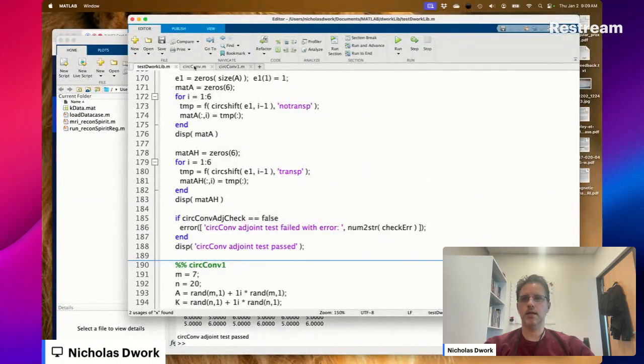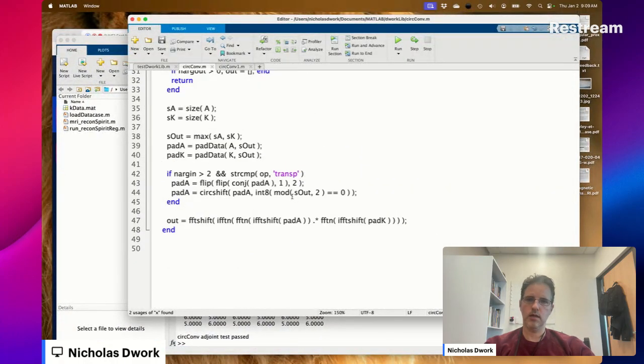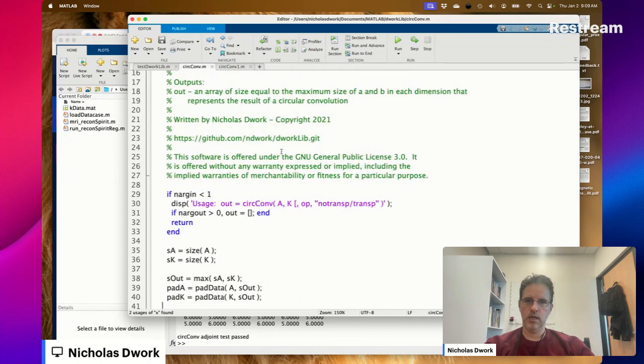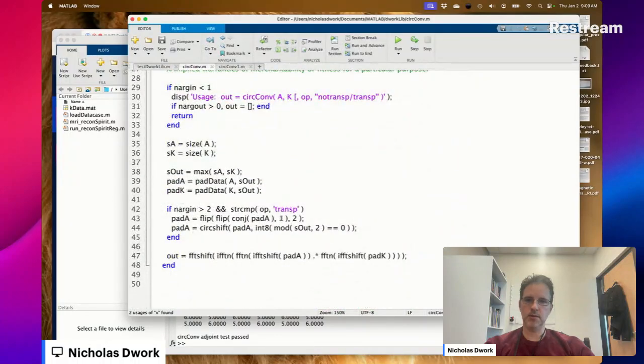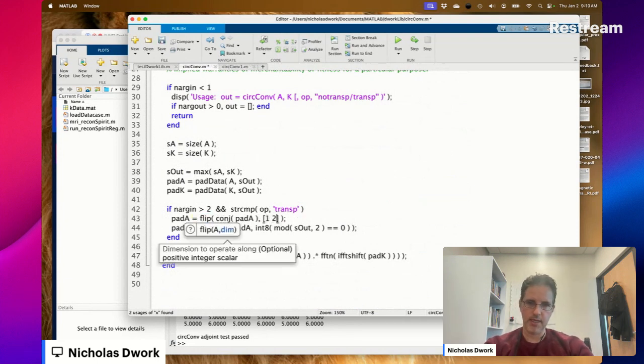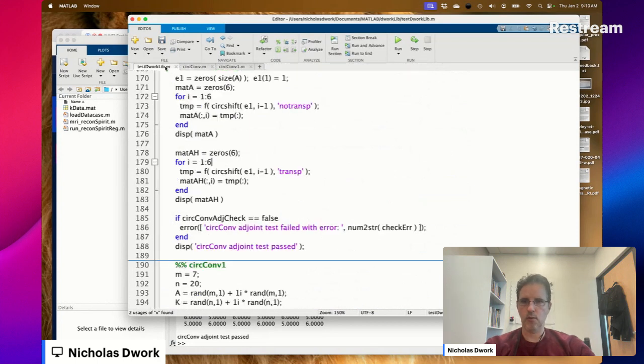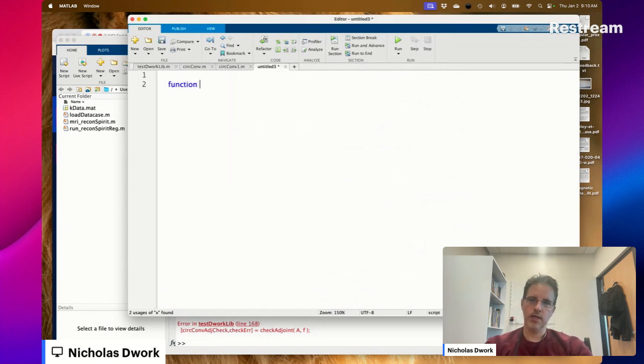Adjoint test passes. But that's just because I'm passing in a two-dimensional array. If I were passing in a three-dimensional array, it wouldn't work, and I can't do this, right? Function out equals flip all dimensions in, end.